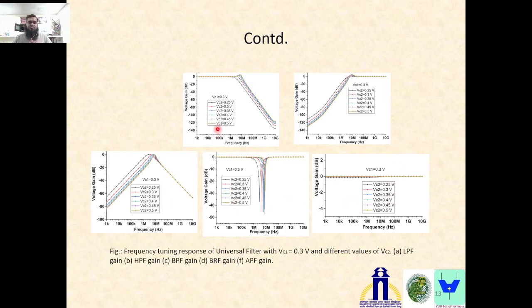These are the various responses of the universal filter when we have taken VC1 fixed at 0.3 volts and varied the value of VC2 from 0.25 to 0.5 volts. These are the various responses for gains of different filters. That is, it is for low pass filter, high pass filter, band pass filter, band reject filter, and all pass filter.